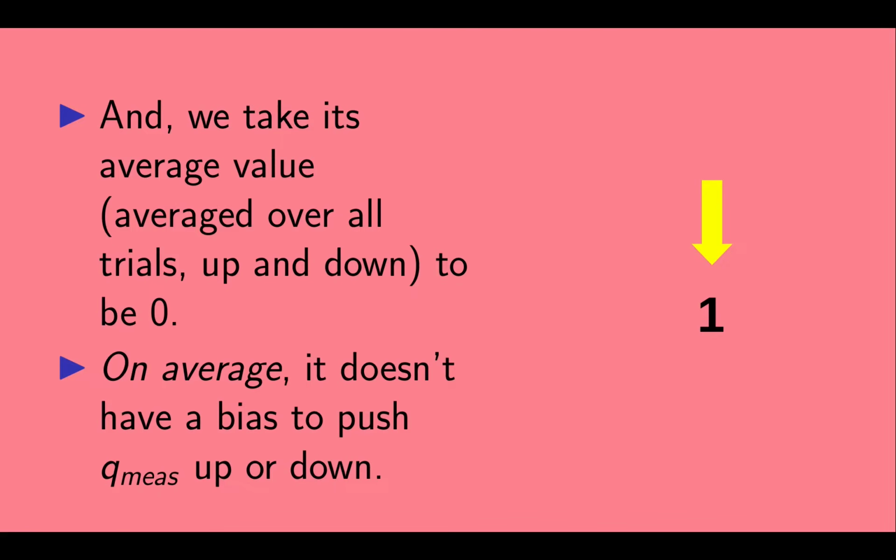We are also taking the average value of this error source, averaged over all trials, both up and down, to be 0. On average, it doesn't push Q measured up or down. We're not saying that its absolute value is 0, just that over a very large number of trials, it doesn't have a bias to push Q measured up or down.